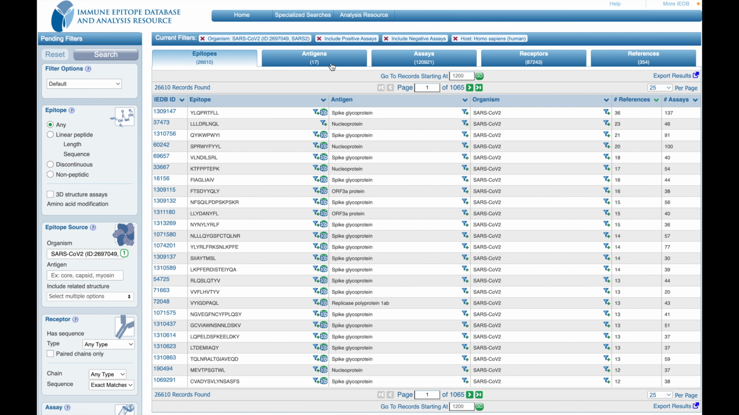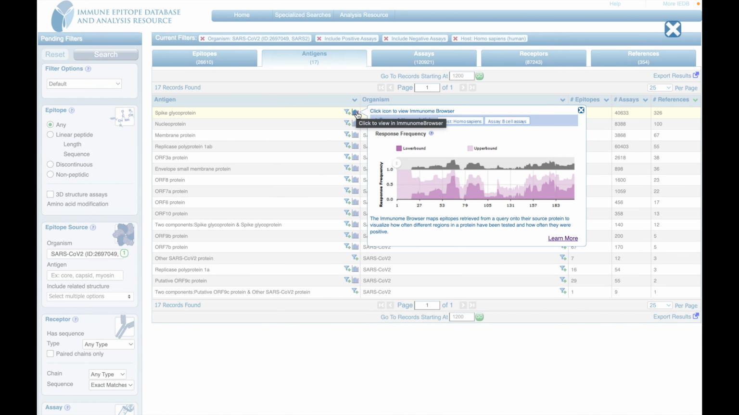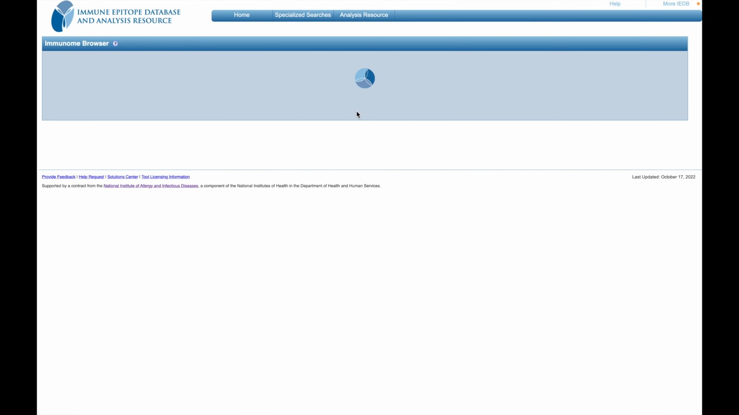So now going back to antigens, actually, we are going to be hovering over the immuno browser. Here, if you hover over this little graph, it gives you an overview of that immuno browser. And what we're going to do now is click that little graph and it will prompt a new tab. You will have to be patient with the new tab. It may take a while.